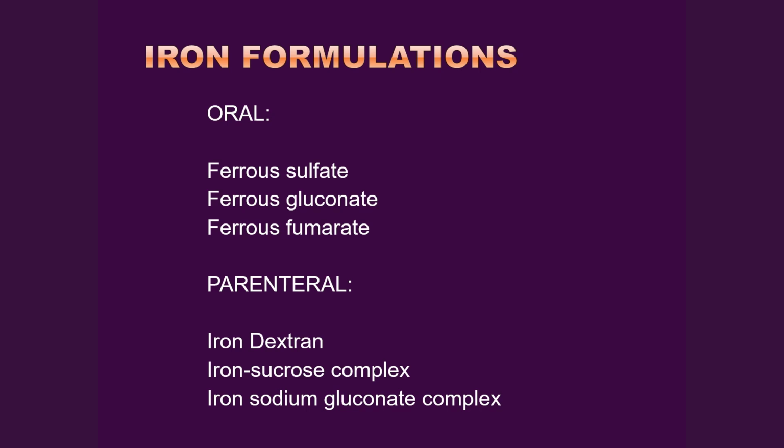Okay, so under oral, remember the ferrous preparations: ferrous sulfate, gluconate, fumarate. SGF, you can make it a mnemonic. Ferrous is common, remember SGF preparations: sulfate, gluconate, fumarate. Under parenteral, you can remember DSS: iron dextran, iron sucrose complex, iron sodium gluconate complex. So it requires practice. After one revision you can remember this. We have to read it many times to memorize this. So this is the broad classification of iron preparations.